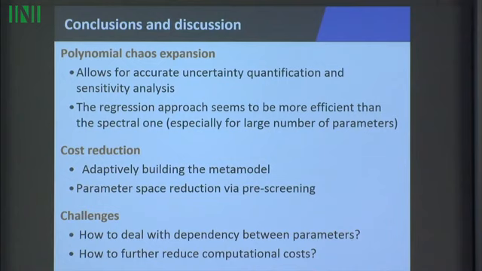What we actually found is that the polynomial chaos expansion is an accurate way to do uncertainty quantification and sensitivity analysis. We like the regression approach more than the spectral one, especially when we had a lot of model parameters. You can reduce the cost by adaptively building the meta model. You can also do a parameter reduction via pre-screening. That's also something we did. We had a model with 100 model parameters. We did a pre-screening, reduced the input space to only 10 relevant ones, and then applied generalized polynomial chaos expansion. And you also get a significant increase in speed.